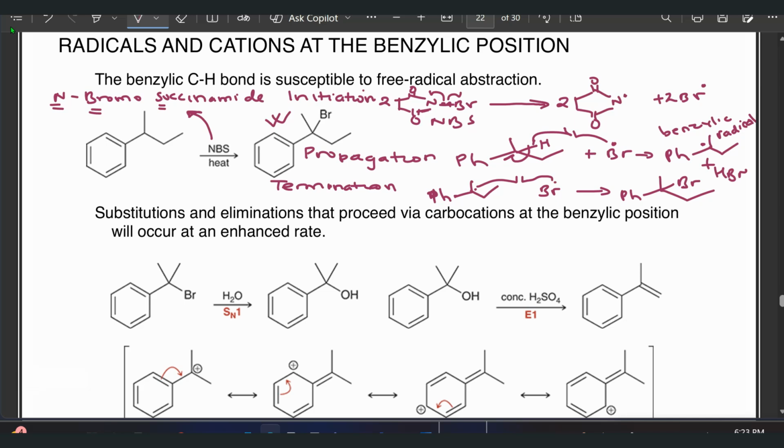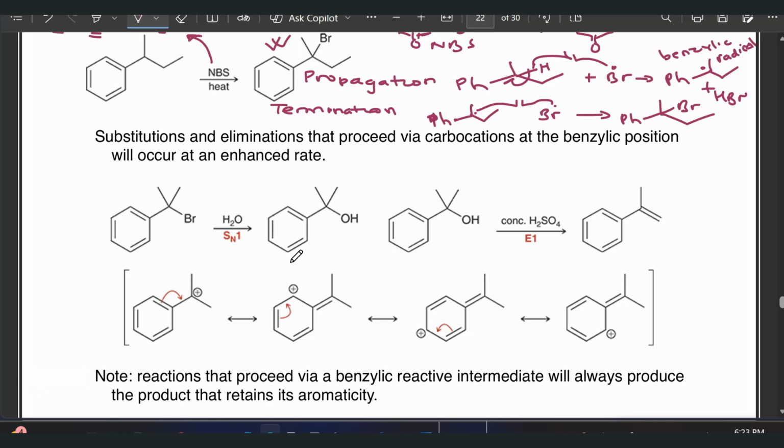Do you think I'm going to have to draw the mechanism for this one? No, I don't think so, but I'm showing you because it's been something you've learned recently.